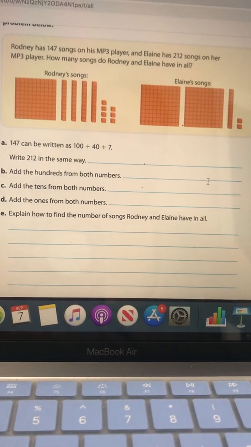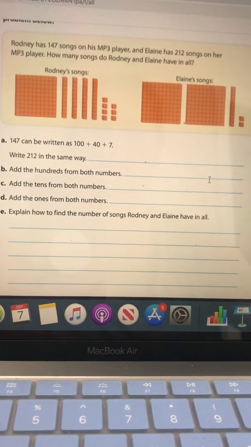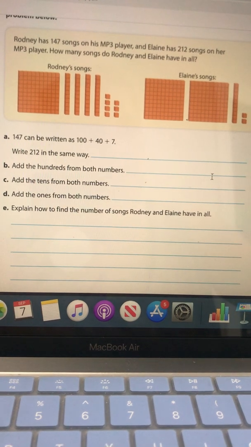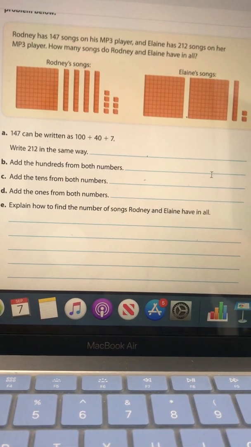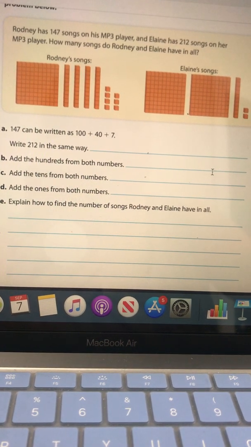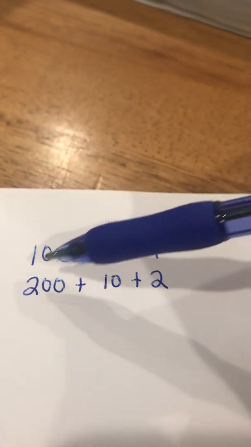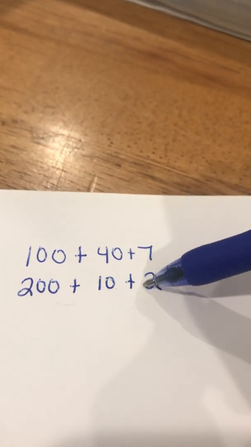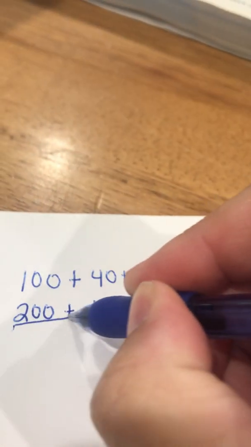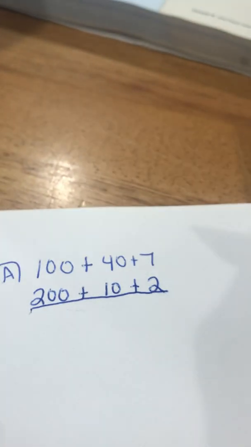Now they want us to do the same thing to Elaine. It says write 212 in the same way. So in the hundreds place we have a 2, so that means on my notebook paper I'm going to make that 2 a 200, plus the 1 in the tens place will be 10, plus the 2 in the ones place will be 2. So in expanded form, that number would look like this, 200 plus 10 plus 2. This is what you should have written on your line. That is expanded form of Elaine's songs. This is letter A. Okay?